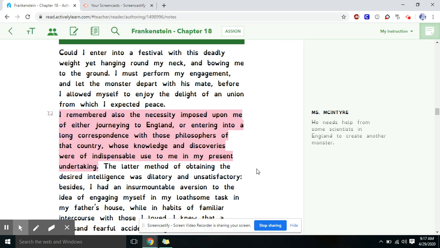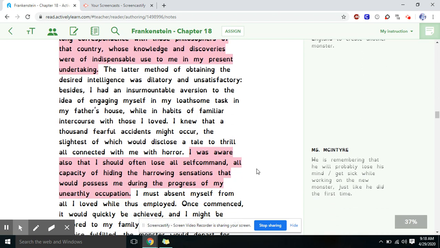I must perform my engagement and let the monster depart with his mate before I allowed myself to enjoy the delight of a union from which I expected peace. I remembered also the necessity imposed upon me of either journeying to England or entering into a long correspondence with those philosophers of that country, whose knowledge and discoveries were of indispensable use to me in my present undertaking. The latter method of obtaining the desired intelligence was dilatory and unsatisfactory. Besides, I had an insurmountable aversion to the idea of engaging myself in my loathsome task in my father's house, while in habits of familiar intercourse with those I loved.